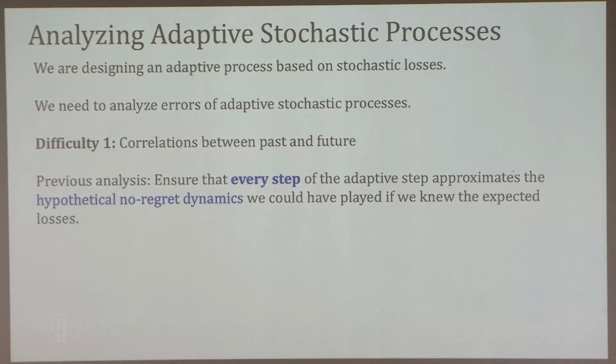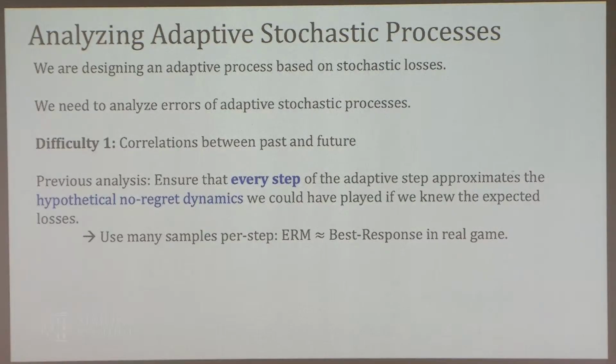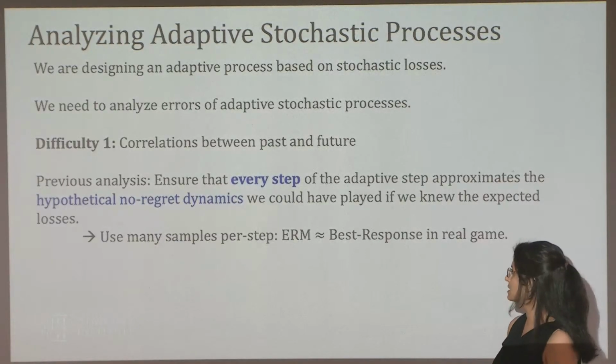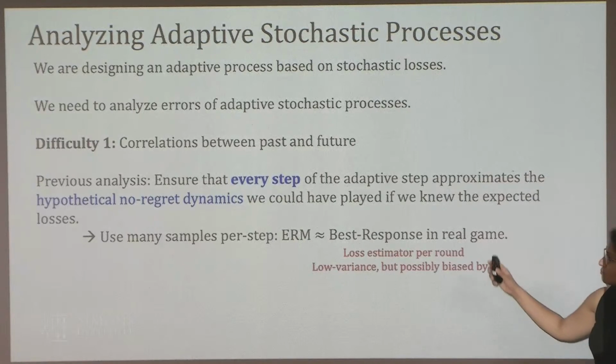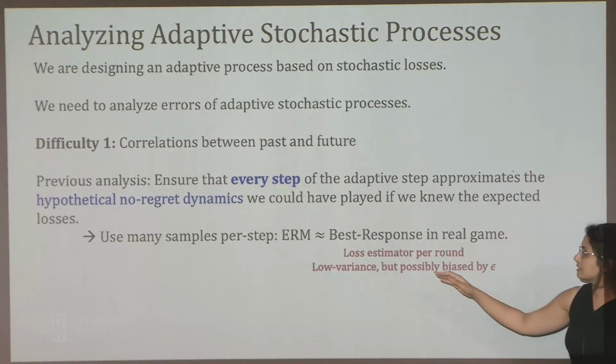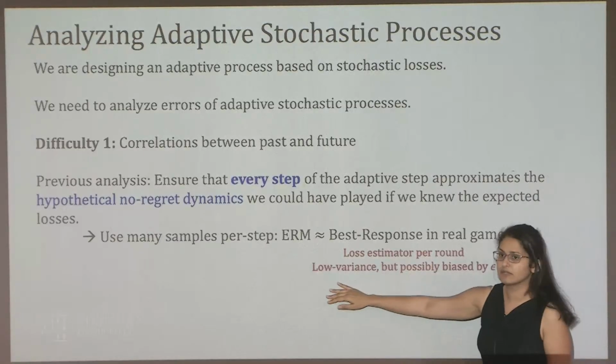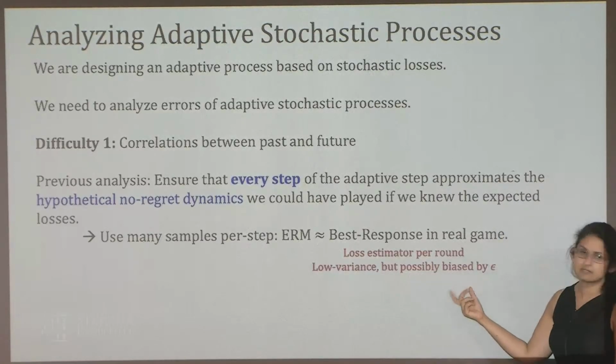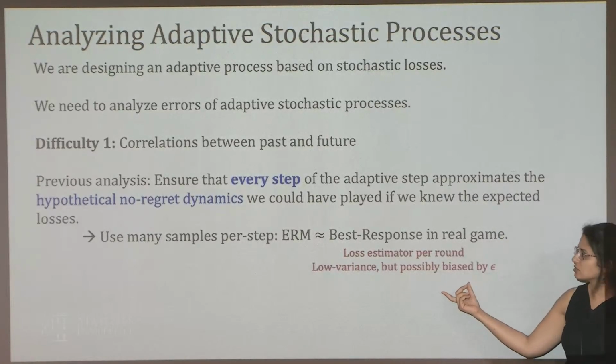So I was very accurate per time step. But to do that per time step, I spent a lot of effort on taking samples and optimizing based on those samples. So I took one step at a time, and then a lot of optimization, and then another step, and then a lot of optimization at that step. So what's nice about ERM or best response is that it's a loss estimator of very low variance, even though it has a potential bias of epsilon, essentially.